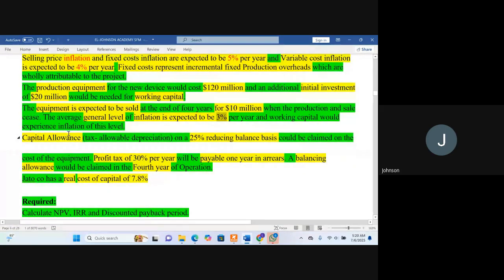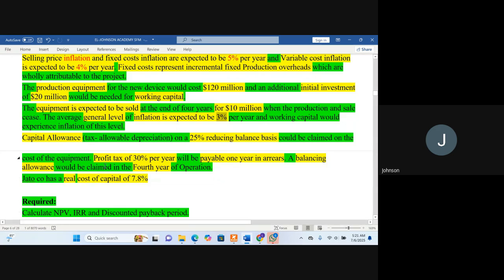Now, capital allowance is given as tax allowable depreciation. They say capital allowance or tax allowable depreciation on a 20% reducing balance basis could be claimed on the cost of the equipment. So that is the capital allowance we're given, 20% reducing balance. So at the side of your paper, also write capital allowance, or maybe CA, so that you know where your capital allowance is.